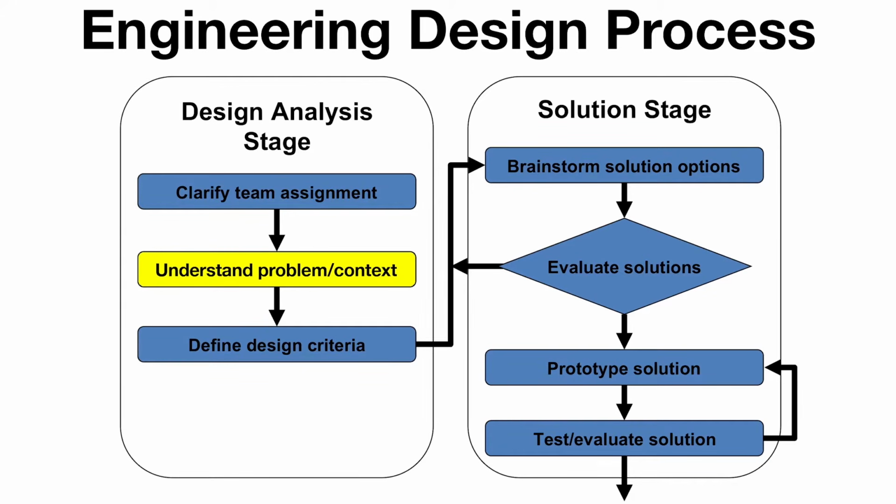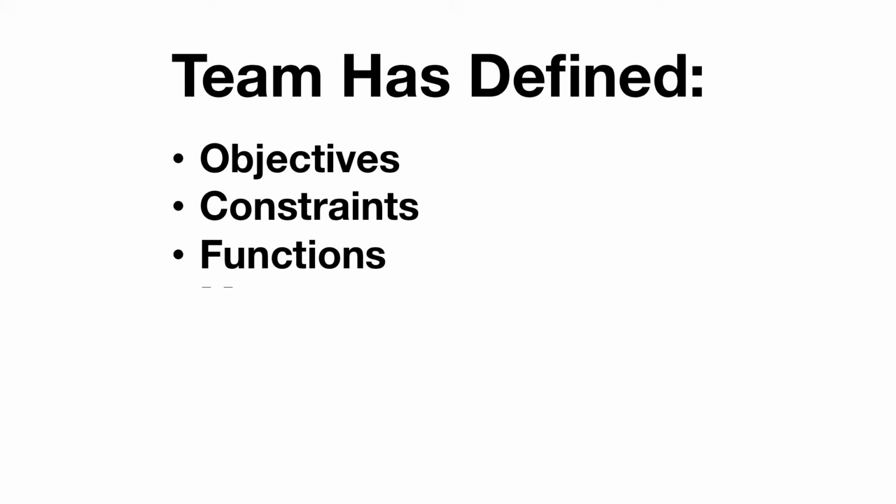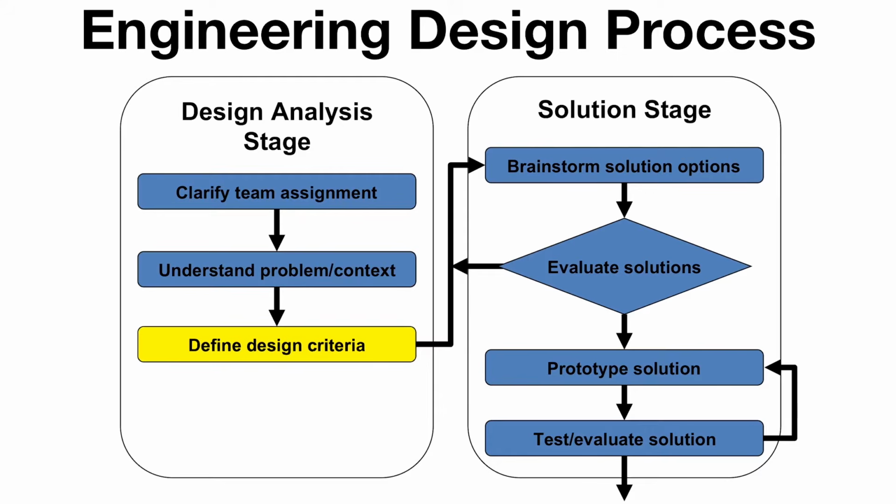Here, your team completed a deep dive into existing solutions, appropriate background, features that govern the problem, and the business perspective. From these two steps, the team should have defined its objectives, constraints, functions, and means. Now, we are in the Define Design Criteria box. In this step, you need to establish the project's design criteria by refining the objectives and constraints.